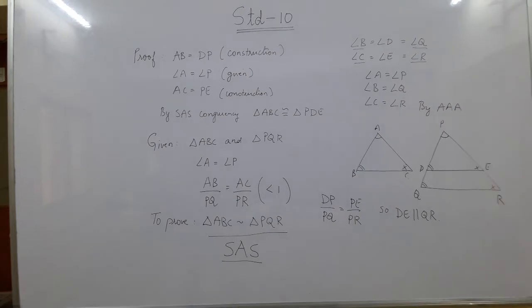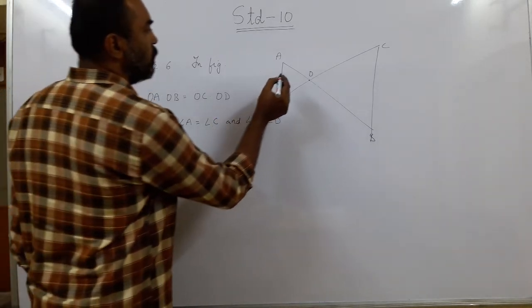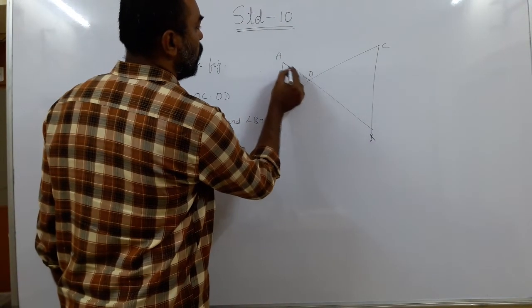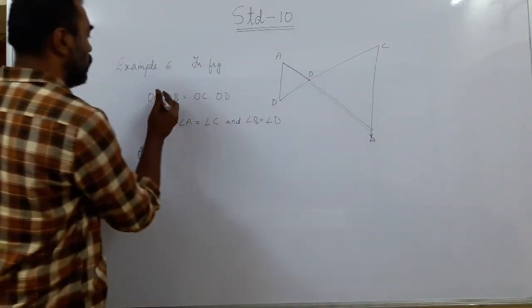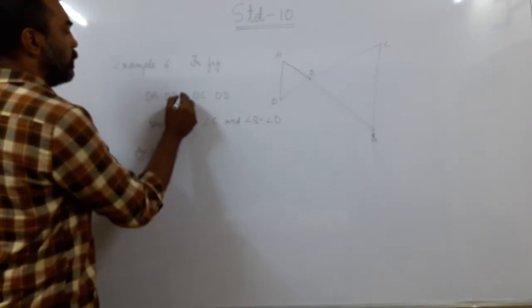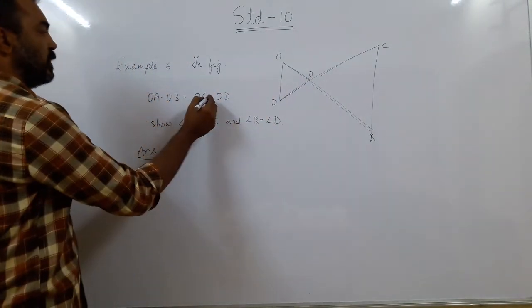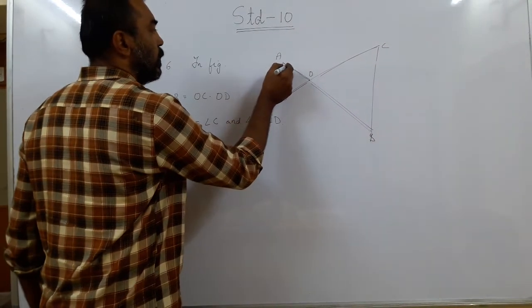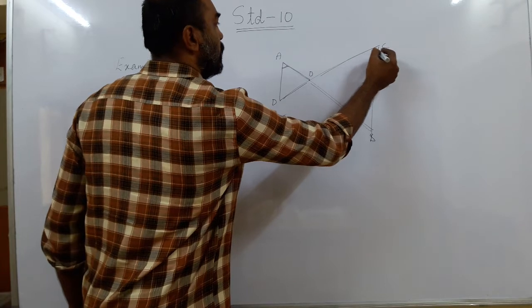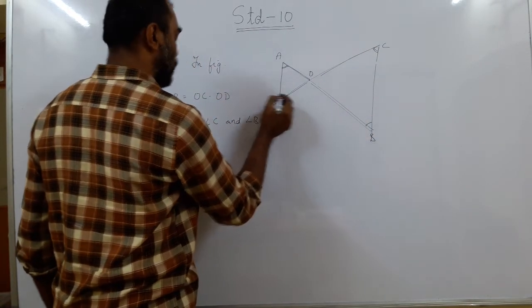Let us see an example. So we have a sum on the board. In this figure, it is given OA into OB equal to OC into OD. This is given to us. We have to show angle A equal to angle C and angle B equal to angle D. This is what we have to show.